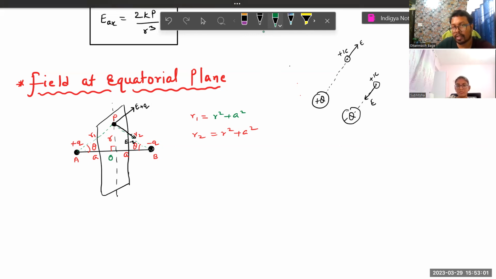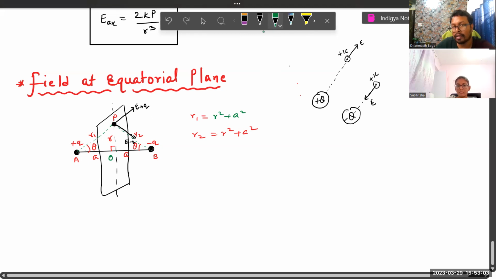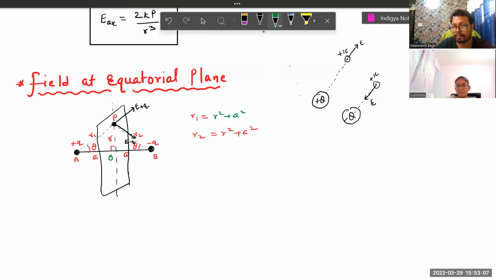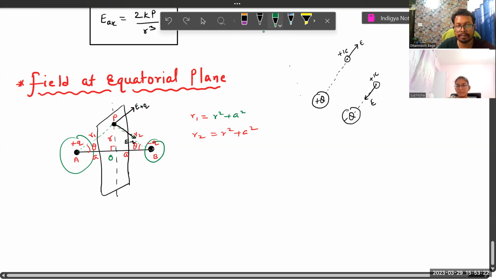Is that understood? E plus Q and E minus Q, why are they in this direction? Field is always along the line joining. It will be either away from the charge or towards the charge. Only two possibilities are there. So the sign of the charge will decide whether it will be towards the charge or away from the charge. It is a positive charge, so it will be away, right? It is a negative charge, so it will be towards. Yes, this thing is clear?